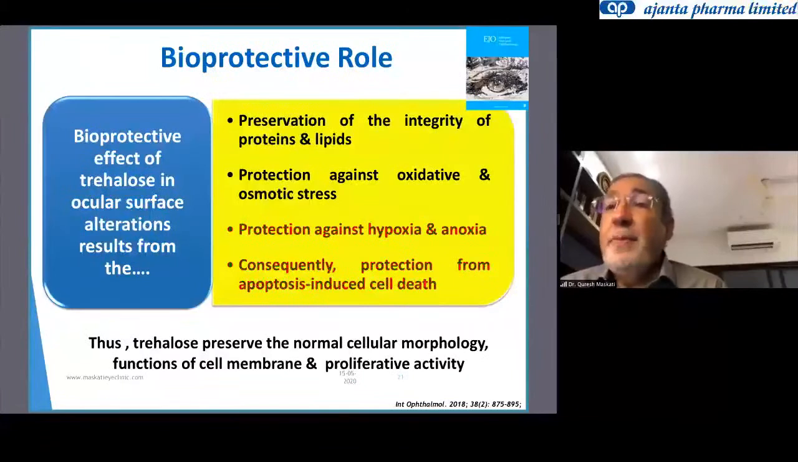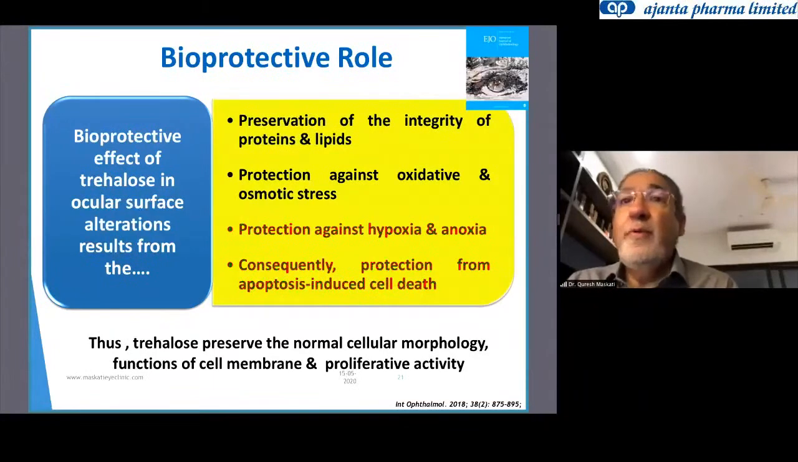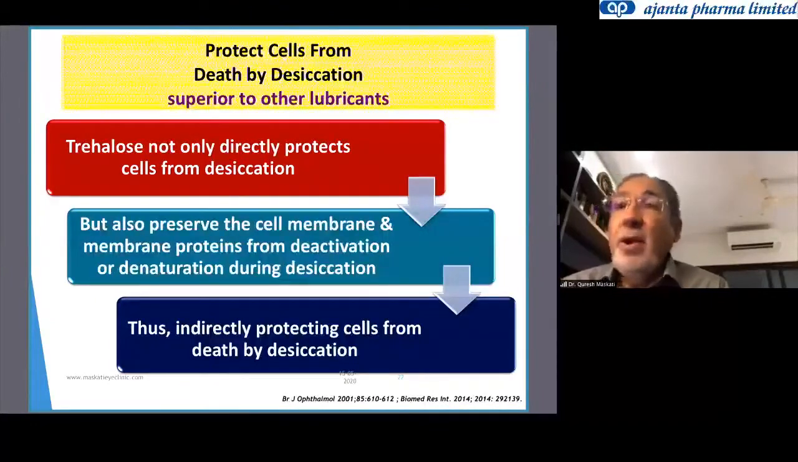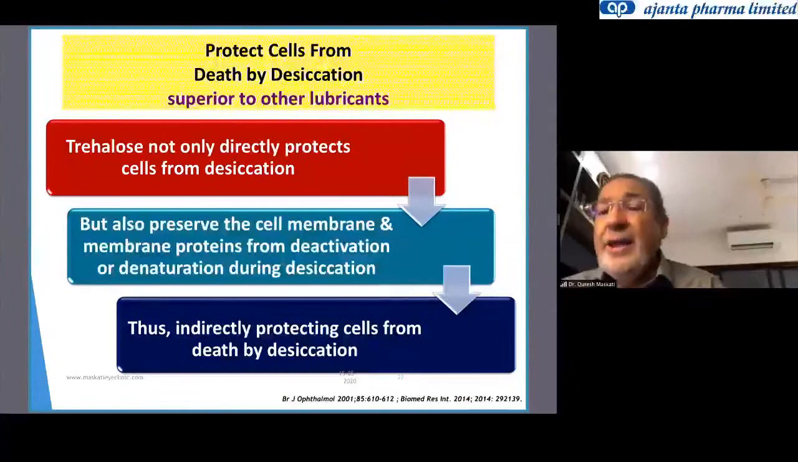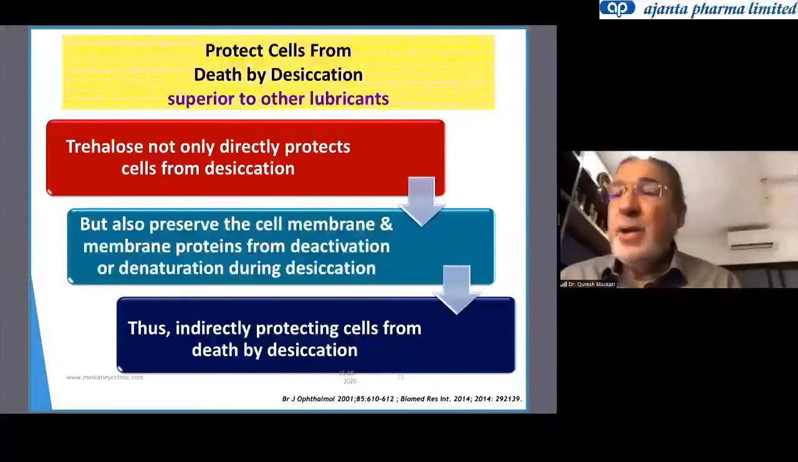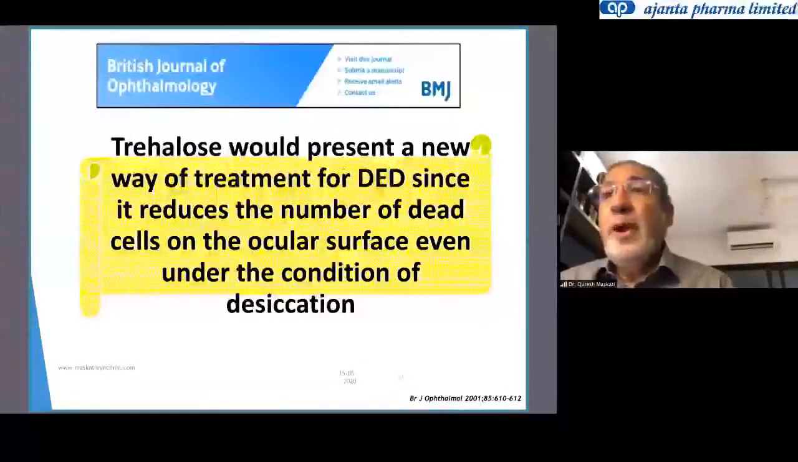So it's bioprotective. It protects against hypoxia and anoxia. In a dry eye patient, there's a lot of hypoxia, anoxia, and inflammation induced also. So it reduces the apoptosis induced cell death better than any molecule so far discovered. So it not only directly protects the cells from desiccation, but also by preserving the cell membrane from deactivation or denaturation during desiccation, it also indirectly protects the cells from death by desiccation. So both directly and indirectly, desiccation is just a fancy word for dryness. So it prevents the cells from dying in spite of the trigger factor of extreme dryness. So Trehalose would therefore produce a new way of treatment of dry eye.